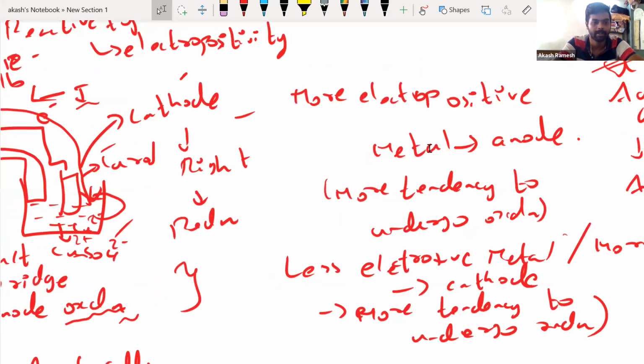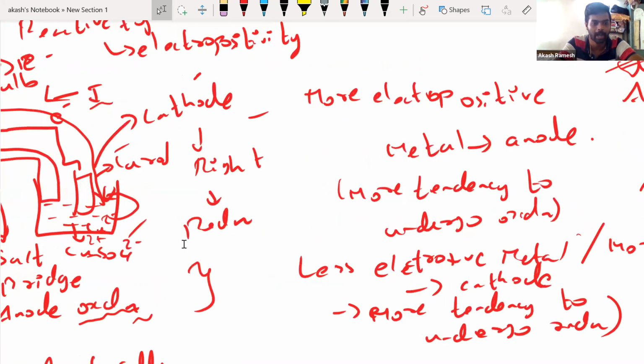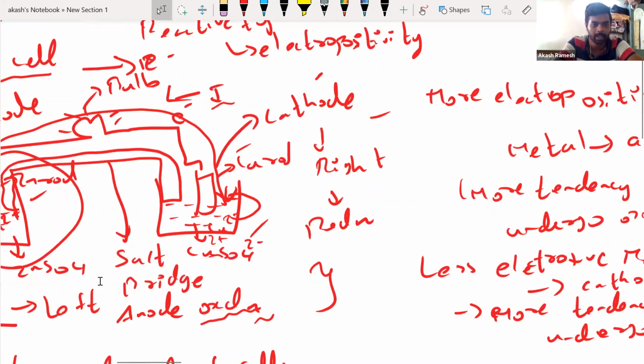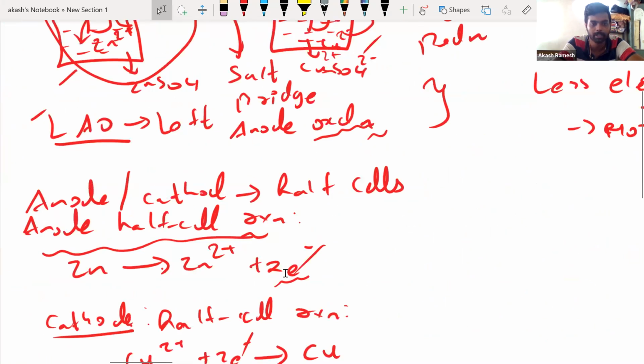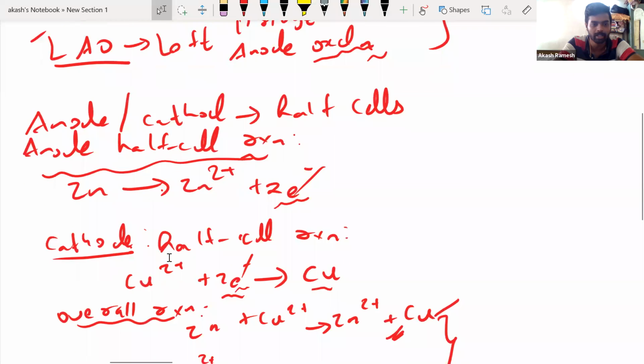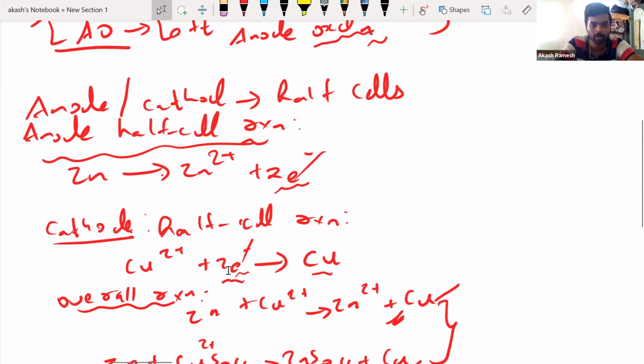And then what will happen? The half cell reaction is like this. Anode half cell reaction, oxidation should happen. So zinc will form Zn2 plus by losing 2 electrons. And on the other side, that is the cathode side, copper 2 plus will accept 2 electrons to form copper.